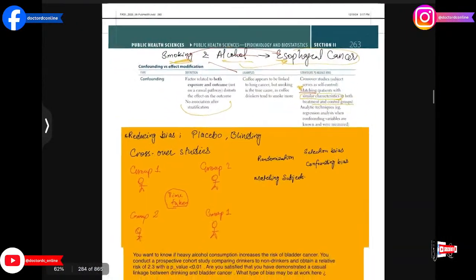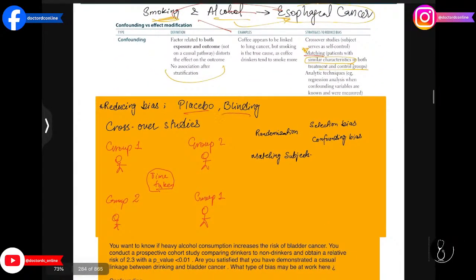Now, let's go over ways to reduce bias. Placebos, blinding, and crossover studies all help. In crossover studies, each subject acts as their own control. Group 1 gets the treatment, Group 2 gets placebo, and then later they switch. This method helps eliminate many types of bias.